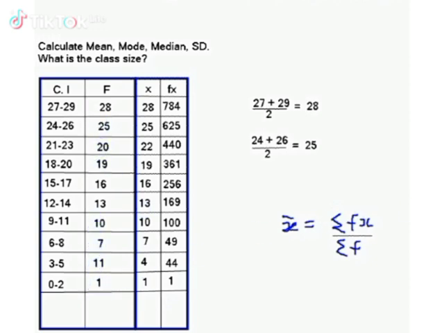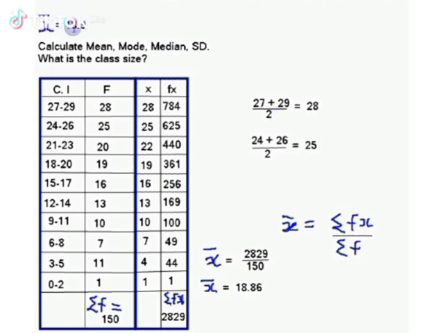So let us first add all the values on the frequency. The summation f is 150, and when you add everything in fx, you have 2829. Having known all this, computing the mean will be very easy. We just do substitution: x bar is equal to 2829 divided by 150. When you simplify this, your mean is 18.86. Approximating to 1 decimal place, I'll have 18.9.